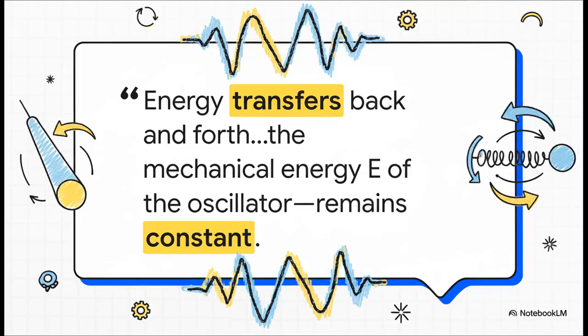This right here is the fundamental principle. The energy is in a constant dance, transforming from the energy of motion into stored potential energy, and then right back again. But, and this is the key, the total amount of energy, the sum of those two, which we call the mechanical energy, E, it never, ever changes. It remains completely, totally constant.